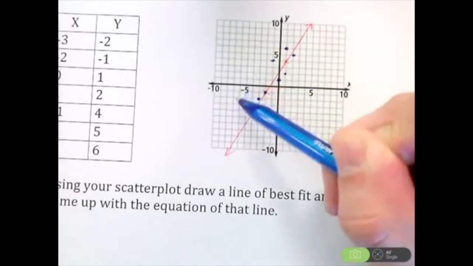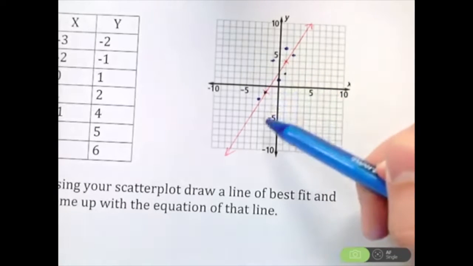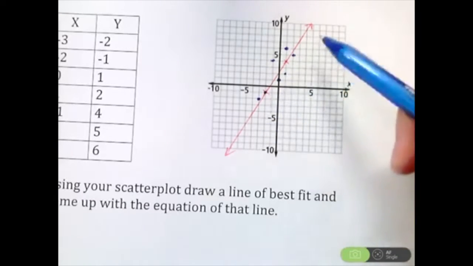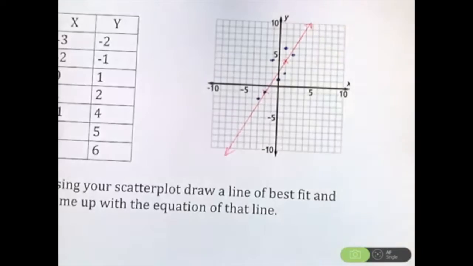You wouldn't want the line up here, because then everything's below. You wouldn't want it here because everything's above it. You want to go right down the middle.